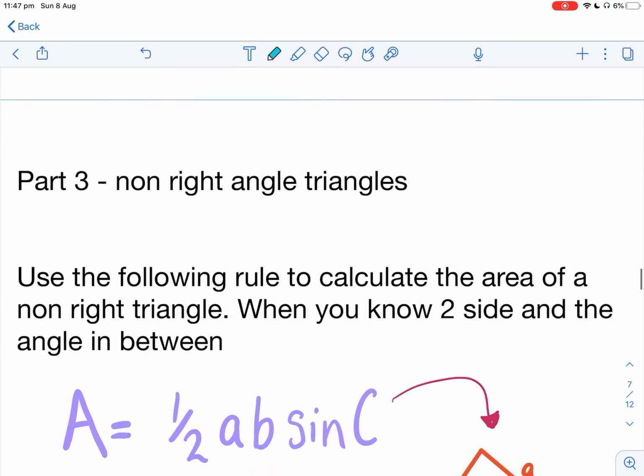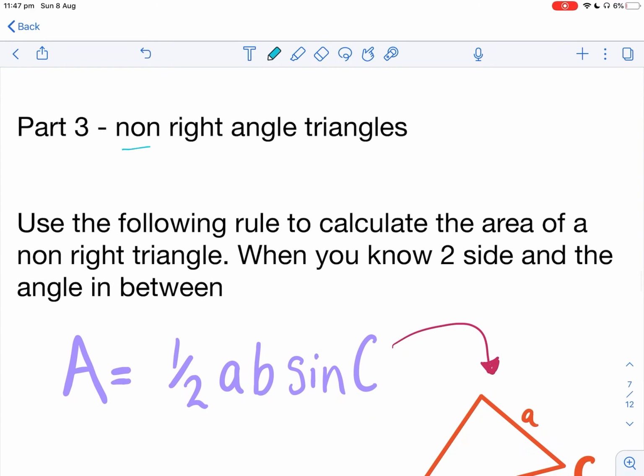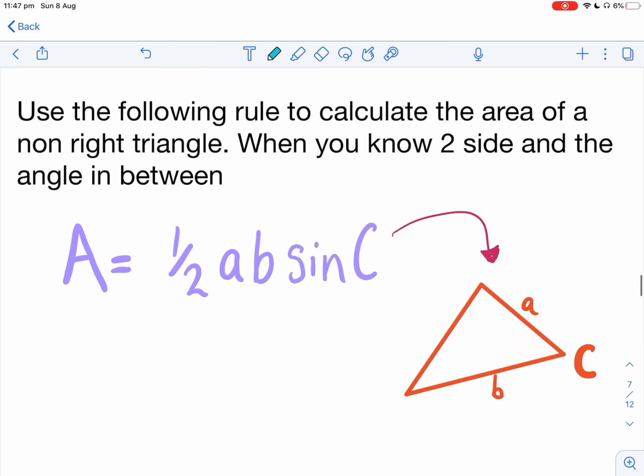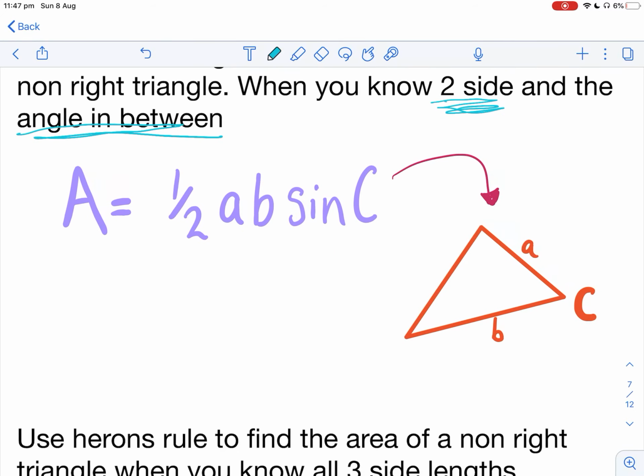Then the third part of the test is non-right angle triangles. So you need to be able to use the following rule to calculate the area of a non-right triangle. You use this when you know two sides and the angle in between. So its area is half a times by b times by sine C.